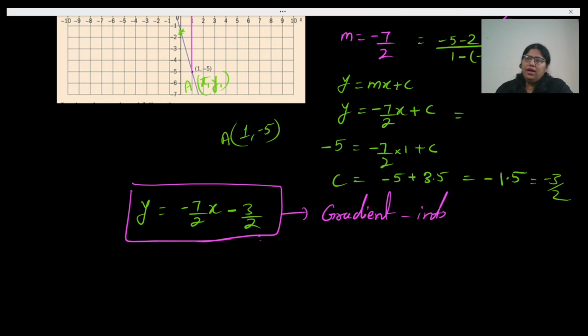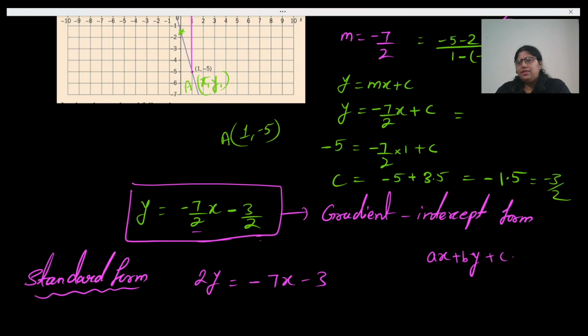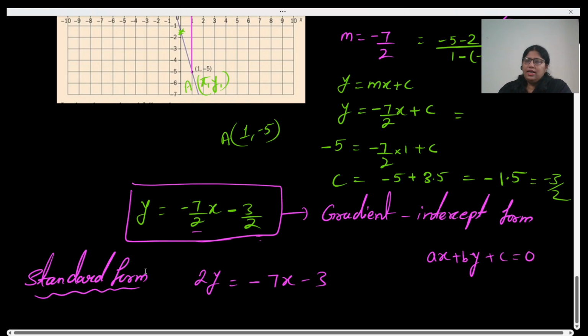There is a gradient, there is a y-intercept, that's why we call it gradient intercept form. Now, if I need to find the standard form, because when you are solving linear equations you must know the standard form, we are going to use the standard form here. So what I can do here, 2 is common. I can write 2y as minus 7x minus 3, and you know that ax plus by plus c equals 0 is the standard form.